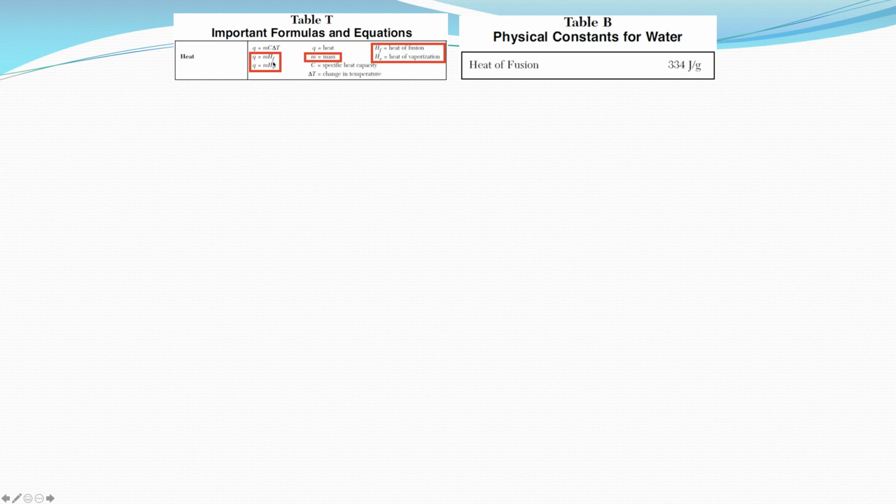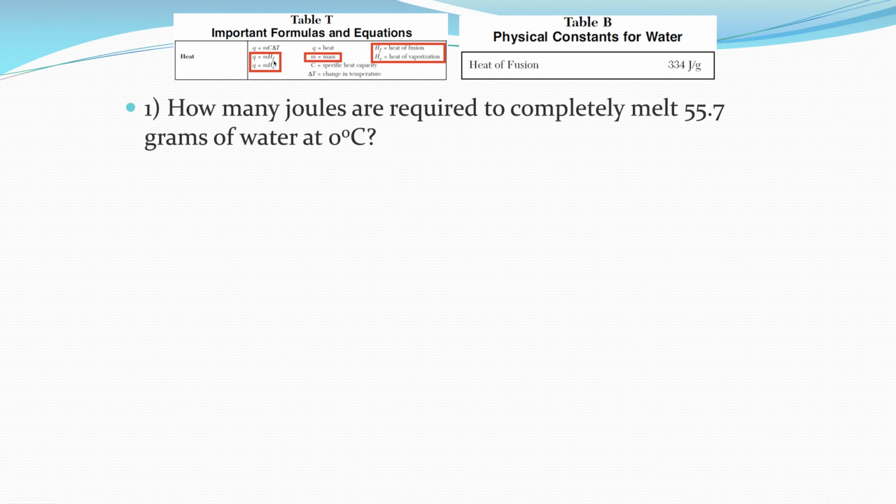Q equals mass times heat of fusion. So if you want to find out how much heat it takes to melt or freeze, you just take the mass of water you're trying to melt or freeze and multiply it by the heat of fusion. And you'll see why this works with the units.